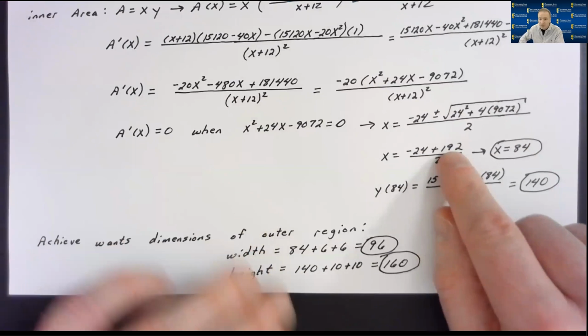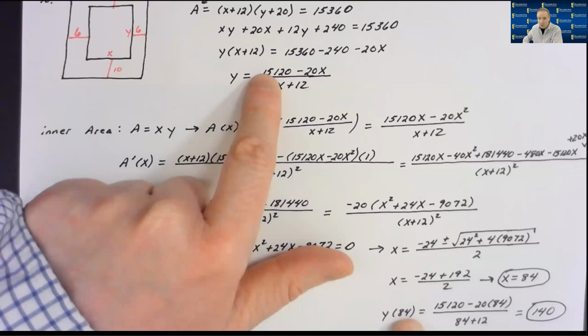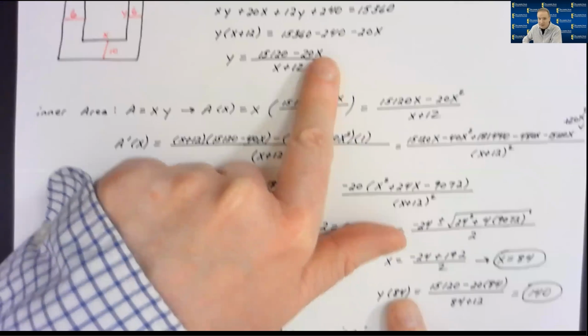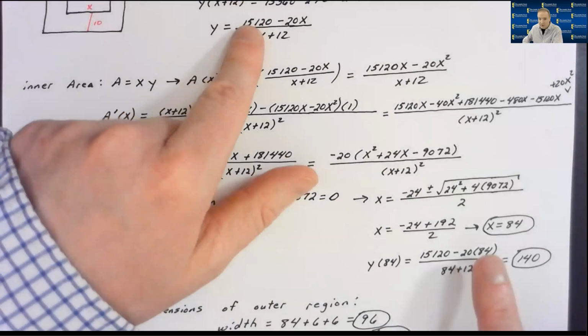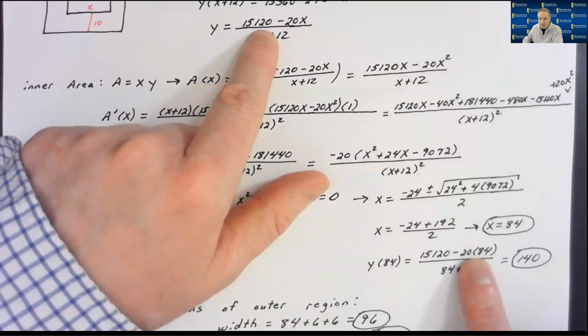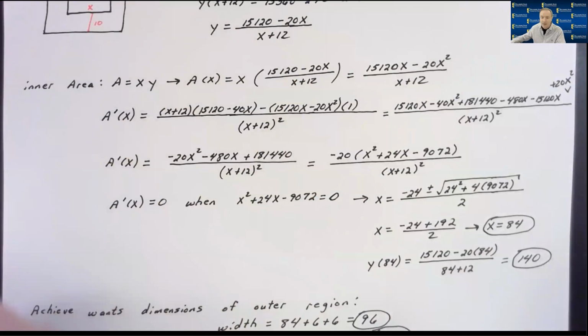So negative 24 plus 192 divided by 2 gave me a value of 84. And I said, all right, so then my horizontal component is going to be 84 centimeters. And then I use that to solve for y. Well, I know my y value is just 15,120 minus 20 times the x value of 84 divided by x plus 12, which would be 84 plus 12. So where I got this from is right here. I just plugged it into my equation for y, the x value of 84, and you'll see I plugged 84 in the numerator and denominator, obviously. And when you do that, it's going to simplify down to be 140.